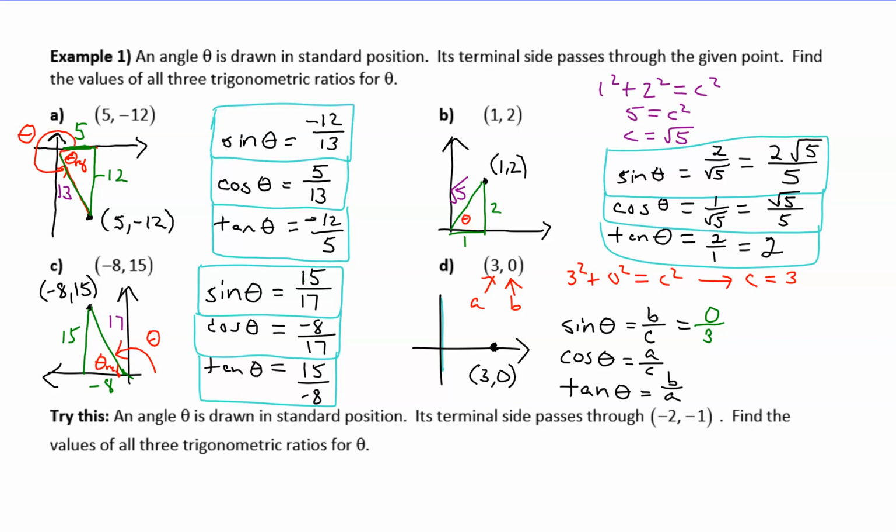Sine of theta would be b over c, which is 0 over 3, which can be simplified to 0. Cosine of theta is a over c, which is 3 over 3, simplified to 1. Tangent of theta is b over a, which is 0 over 3, which can be simplified to 0. Now try the example below on your own.